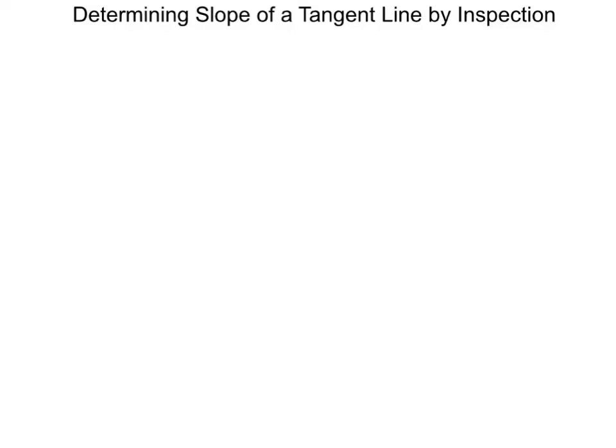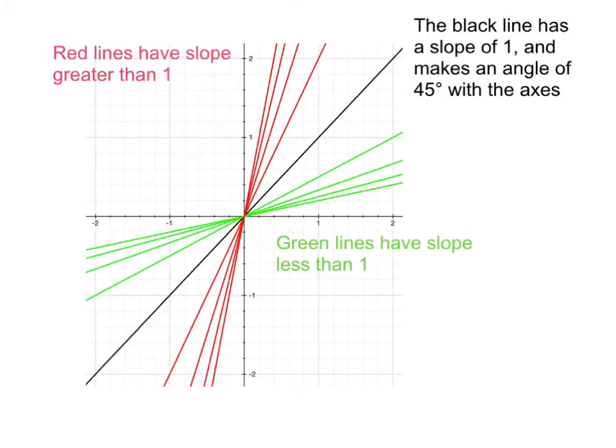So before we can really talk about how to interpret the derivative graphically, I have to make sure that we understand how to figure out the slope of a tangent line just by looking at it. And that's what the beginning of this video is going to be about. So I have a picture for you here. I drew a bunch of lines, all with different slopes. And in particular, this black line in the middle has a slope of 1.